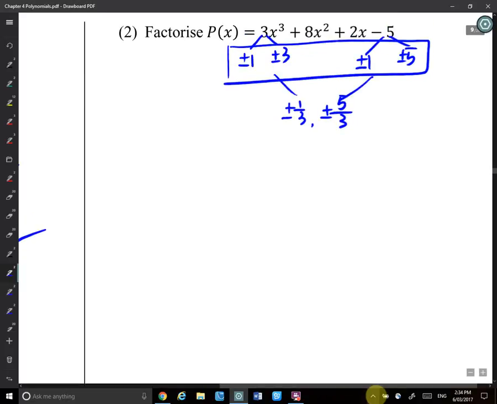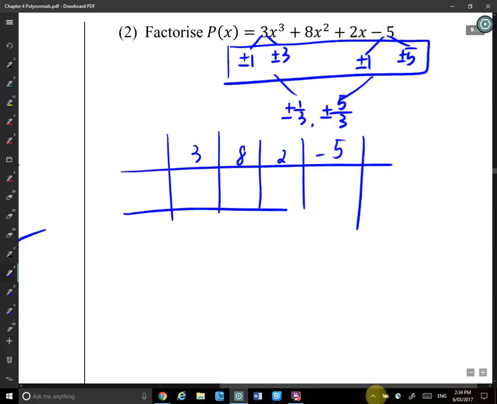So we'll try 3, 8, 2, and minus 5. Let's try 5 on 3. That gives you 3, and let's try minus 1. That's 3 and minus 5 plus 8 will give you 3. Have minus 5 and minus 3. You have 5, that 5 is 0, so that one will work. So what you have is x plus 5 on 3.